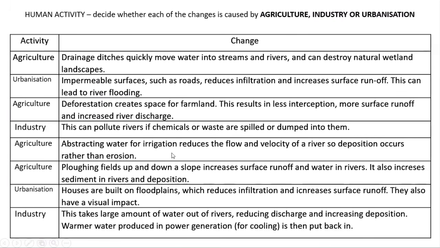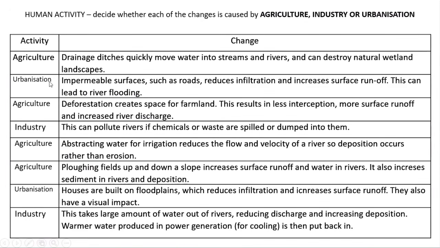Abstracting water for irrigation, so for watering your crops, you can actually take water out of the river and affect it, so you get more deposition. And ploughing fields, if you plough the fields up and down the slope, you create what is almost like a slide for water to run through. So mostly when you manage fields near a river, you try and plough them across the slope rather than up and down it. So agriculture, you can see, affects rivers in quite a number of ways.